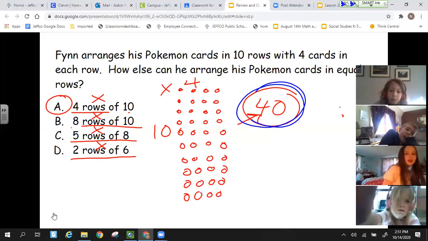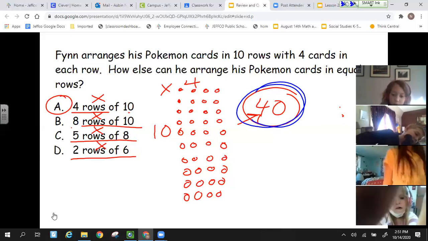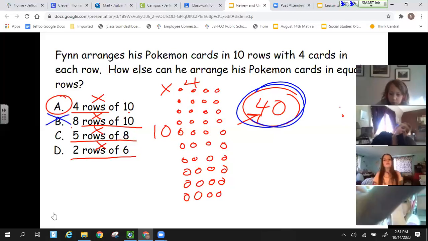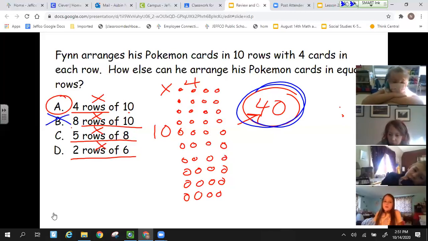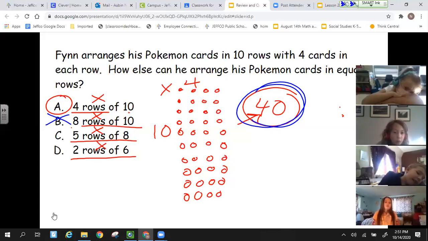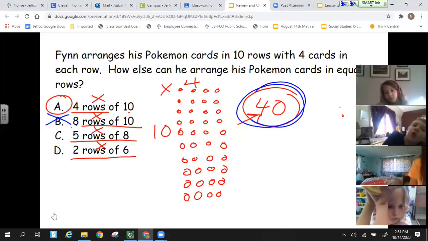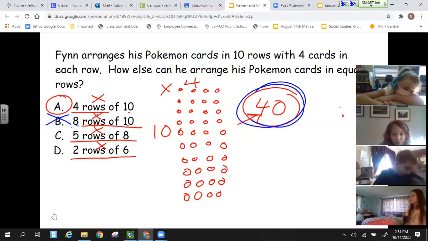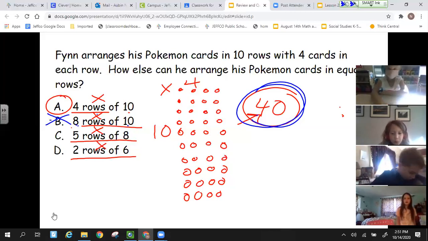I see a lot of people shaking their head. Can you explain why not, Henrik? Why could we not do 8 rows of 10? How many would I need to make 8 rows of 10? What would 8 groups of 10 be? 80. We only have how many? 40. So it could not be this one.